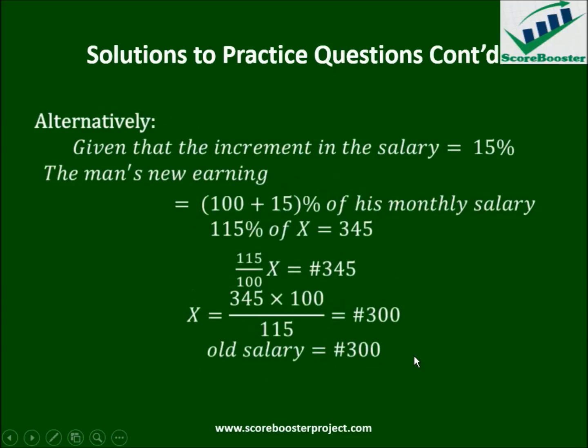So under examination conditions, this alternative method is the best, as it saves considerable time, so that you could have some other time to attempt other questions.